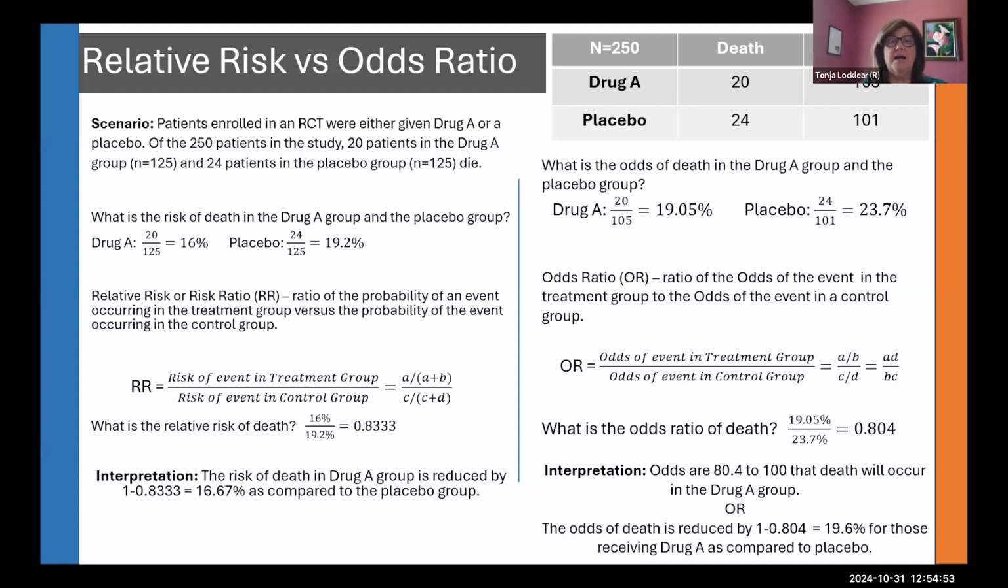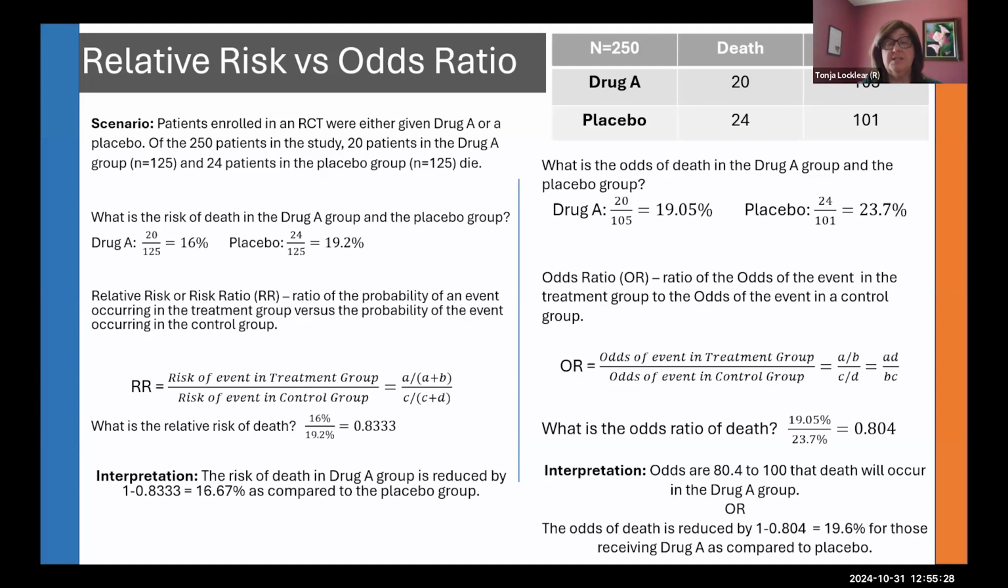When we're looking at the odds, we're looking at what are the odds of death in drug A versus the placebo group. For drug A, we have 20 people that died, and instead of using 125 like we did for risk, we're using 105 that did not die. So we have a 19.05% odds for those that died in the drug A group. For the placebo, it's 24 that died and 101 that did not. So we have a 23.7% odds in the placebo group.